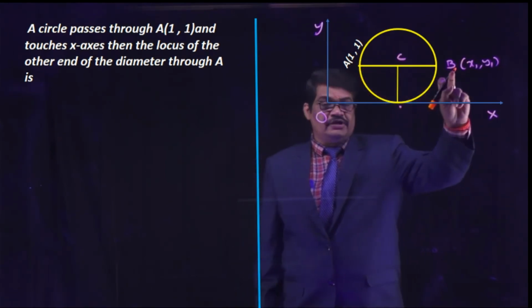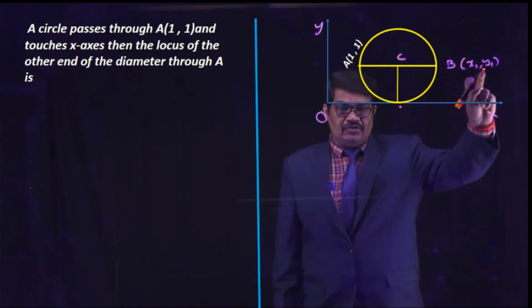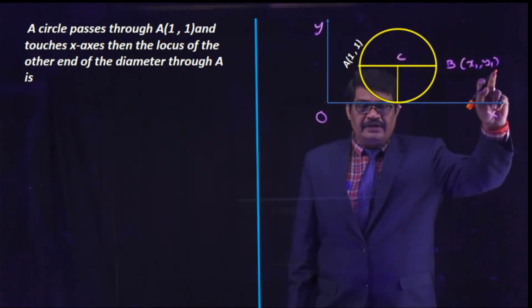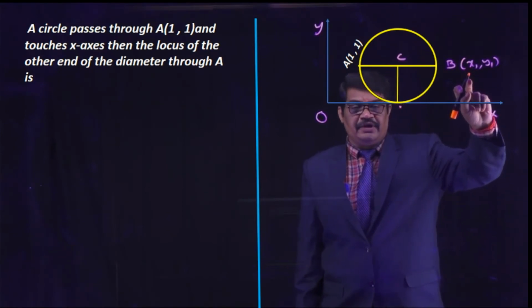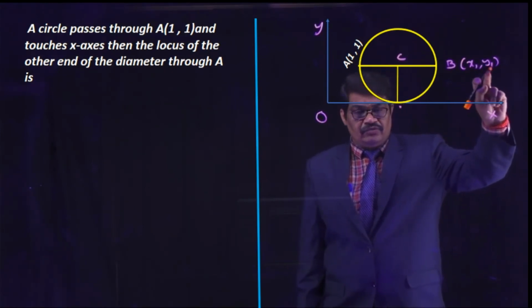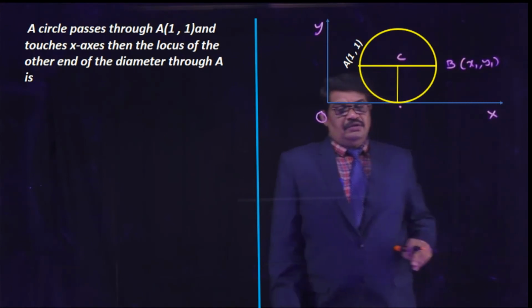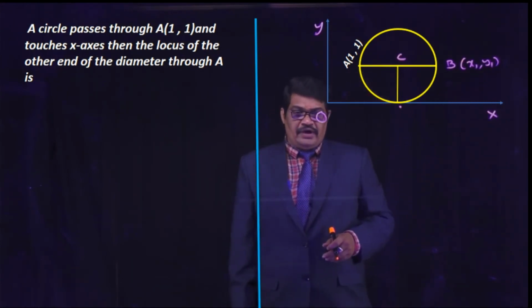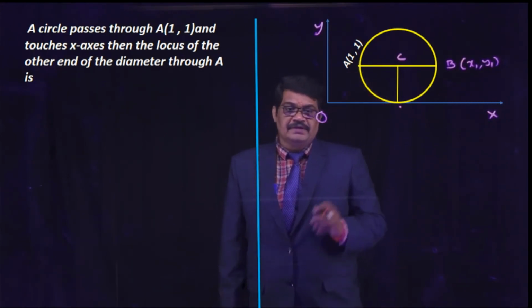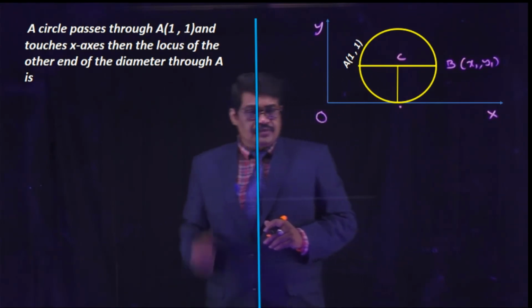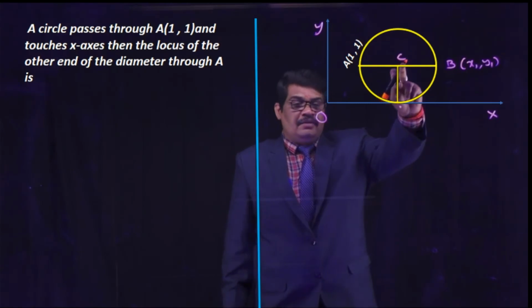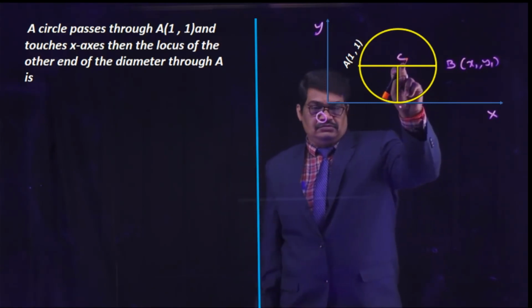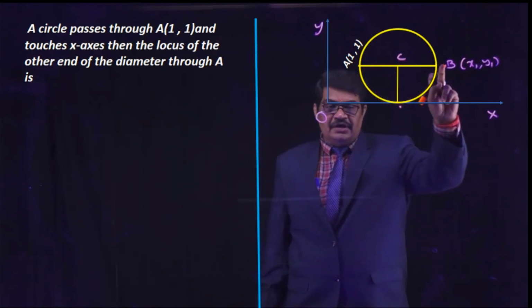That is, we assume that B is (x1, y1). Now we have to find the locus of the other end of the diameter, that is B (x1, y1). Now we have to find the locus of B. We have to find it here. Okay, see the solution. So here C is the midpoint of the diameter. Here AB is the diameter.